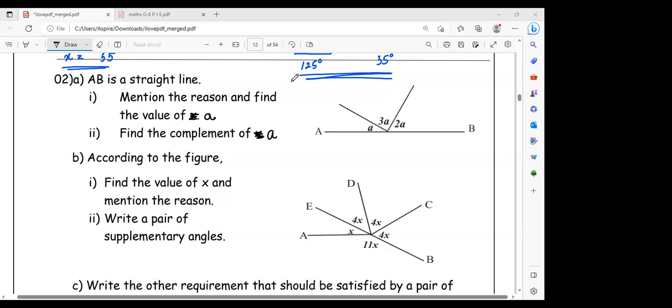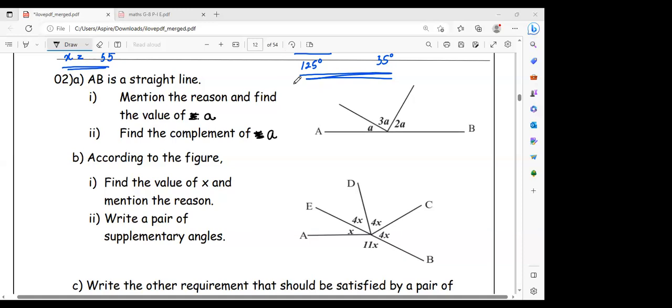What is the relationship we use to find the value of A? That is the reason we have to write. Yes, Janumi, can you tell me? Yes. The sum of the angles on a straight line is equal to 180 degrees. Very good. That is the reason.